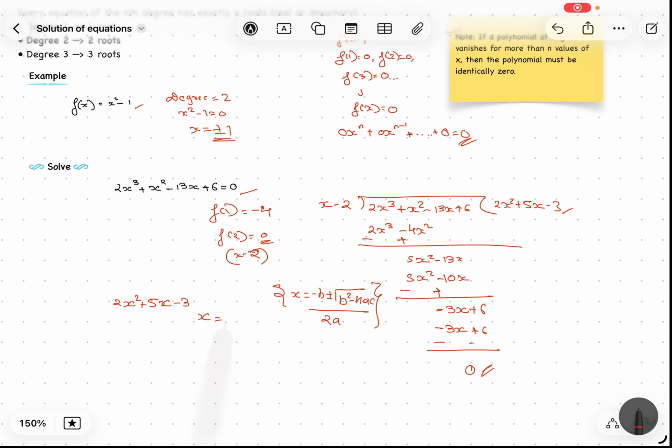So if I substitute this, I'll get x equals minus 5 plus or minus under root 25 plus 24 by 4, which equals minus 5 plus or minus 7 by 4. And I get x equals minus 3 and 1 by 2. So the roots of this equation are 2, minus 3 and 1 by 2.